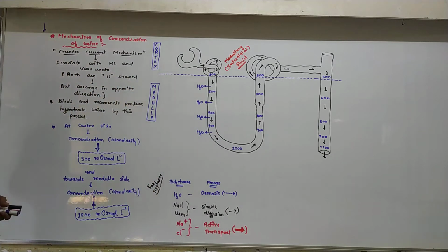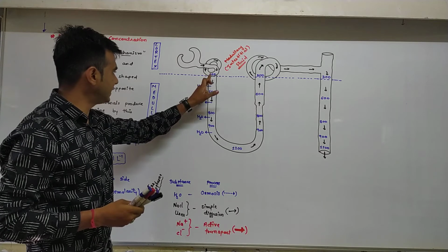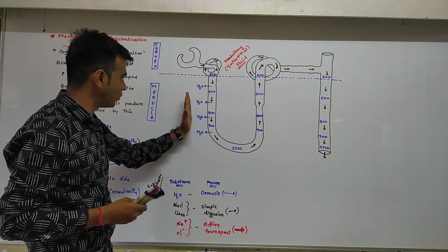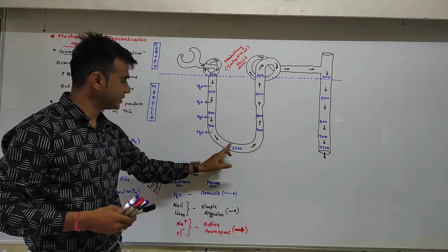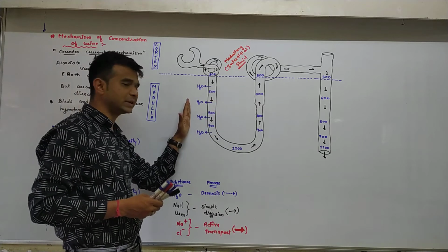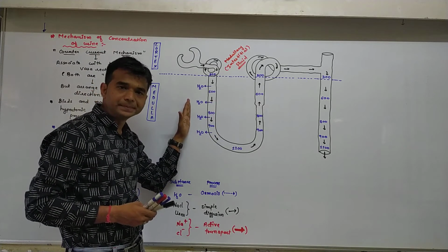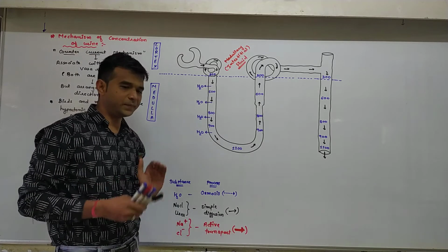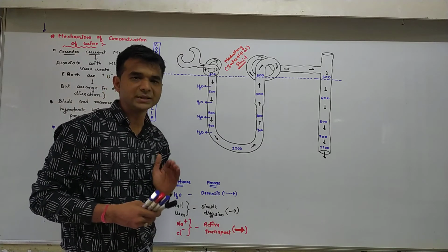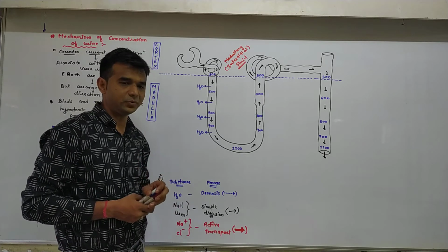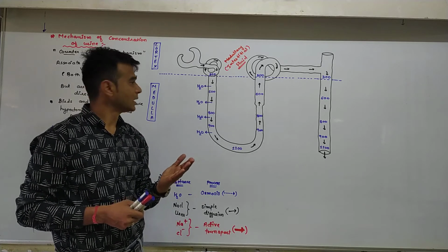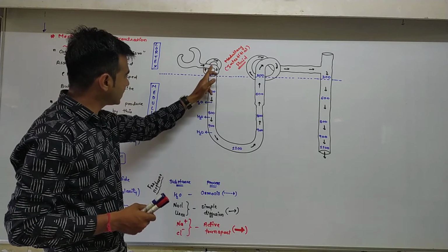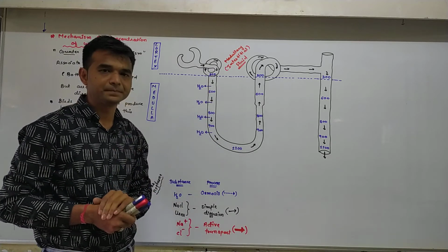Okay, please see. The descending limb of the loop of Henle is permeable for water, not for salt. The filtrate concentration increases because water comes out into the medullary fluid. Before the osmosis starts, the concentration in the medullary or interstitial fluid is high, and as water comes out, the concentration of the filtrate increases.